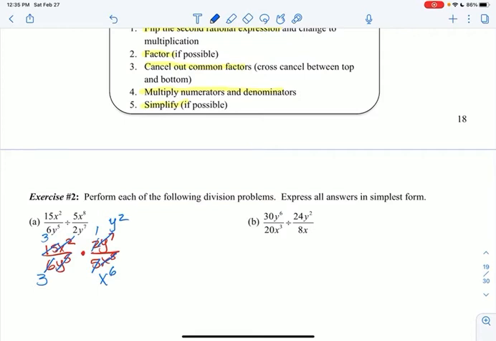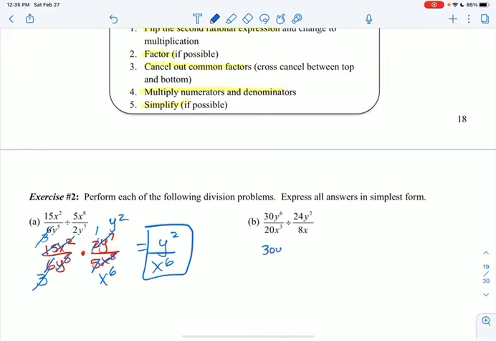Actually, there's one more thing. See how I have a 3 on top and a 3 on the bottom? Those can get canceled out. So on top, I just have y squared, and on the bottom, I just have x to the 6. Right? If you didn't recognize the 3's, once you wrote them, you would have seen it in your answer, and that's why we always say simplify if possible at the end.